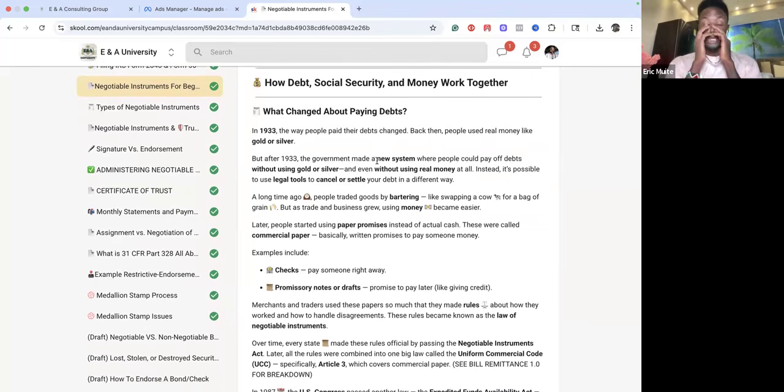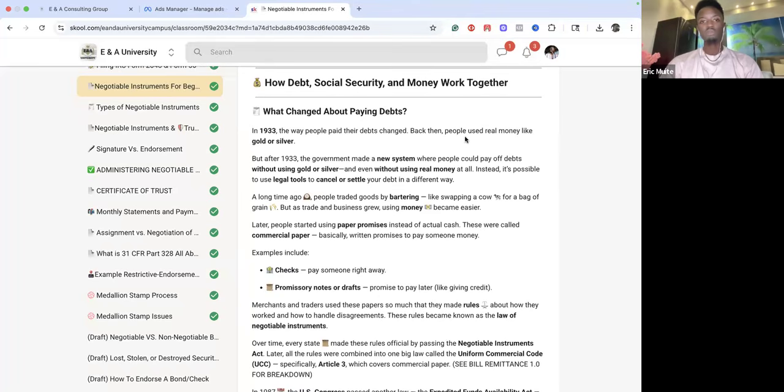While I've already gone through a lot of this material, I still think a lot of people are missing the ball here. No one understands the history of this. No one really knows the power of negotiable instruments and how these debts work, how securities work, and where it all stems from, right? And so in 1933, the way people paid their debts changed.